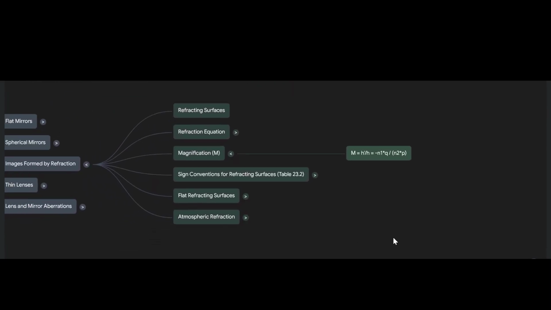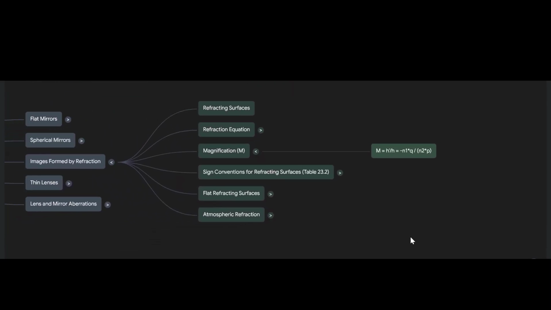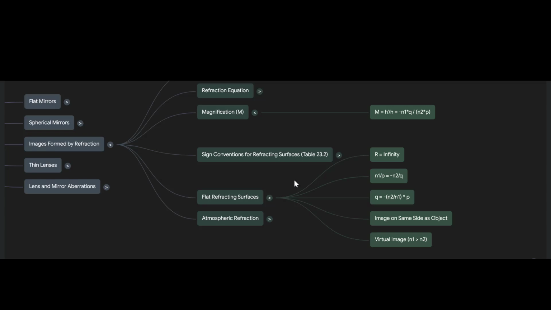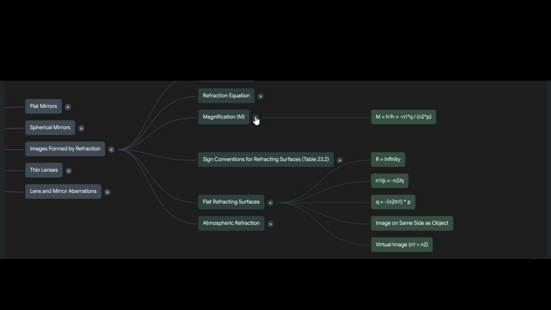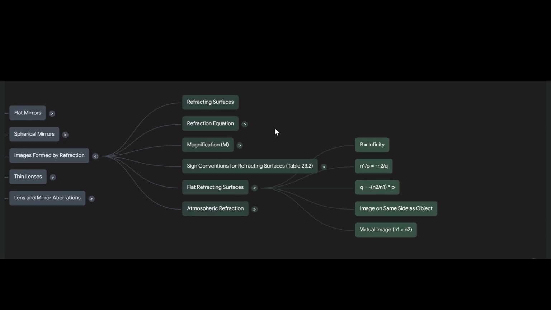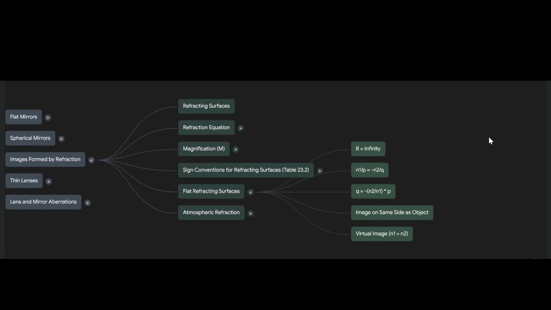Great question. A flat surface means the radius of curvature r goes to infinity. Infinity. And if r is infinite, that (n2 - n1)/r term in the equation becomes 0. Right. Anything over infinity is 0. So the equation simplifies a lot. It becomes just n1/p = -n2/q. Or you can rearrange it: q = -(n2/n1)p. The key thing is the minus sign in the ratio of the n's. It tells you the image distance q is negative. Negative q means virtual image. Virtual image, and it also means it's on the same side of the surface as the object.